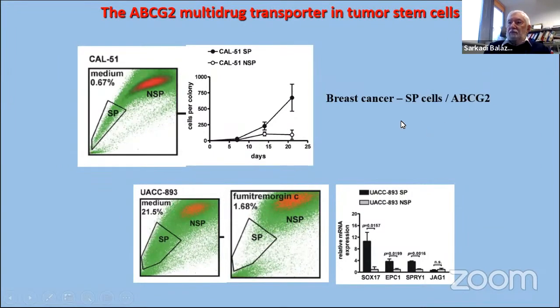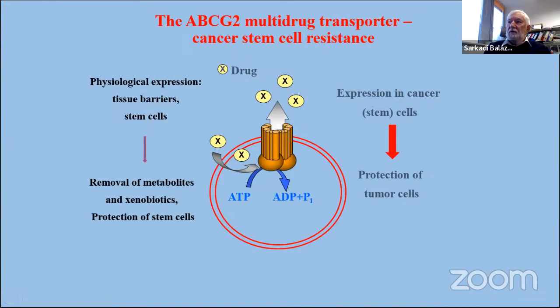Well, there are many examples now that the side population is also present in the tumor cells. And this is again related to the high-level expression of the ABCG2 protein. And if you inhibit this protein, then the side population disappears. So it's a functional protein which is present, at least in some tumors, in the stem cell population related to the side population. So how does this ABCG transporter relate to cancer stem cell resistance?